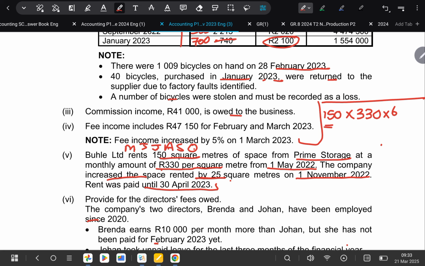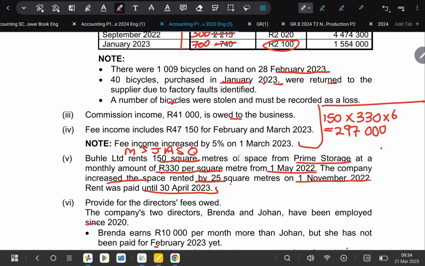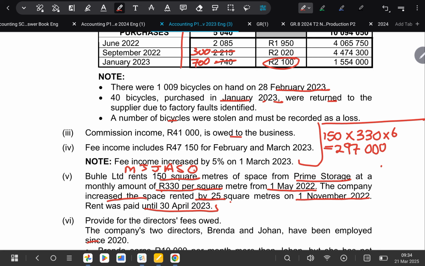So let's see, 150 multiplied by 330, and then multiplied by 6. It is giving us 297,000. And then from there, we are left with a couple of months up until the end of the year. Remember, in the income statement, we are supposed to show up until the end of the year. Remember they said they will increase by 25 square meters.